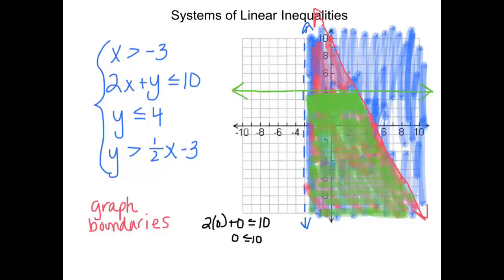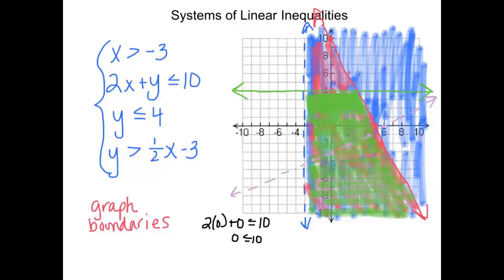Y is greater than 1/2 x minus 3. I know that that line has a y-intercept of -3 and a slope of 1/2. So I'm going to plot some points on that line. Am I going to connect this one with a solid or a dotted line? That's right, I'm going to connect it with a dotted line because our boundary line for this region is not included. It's y is greater than, not greater than or equal to.